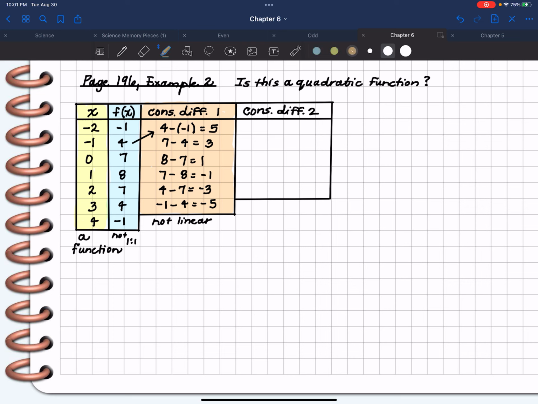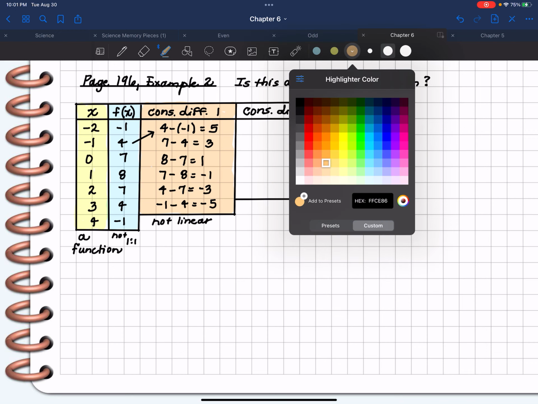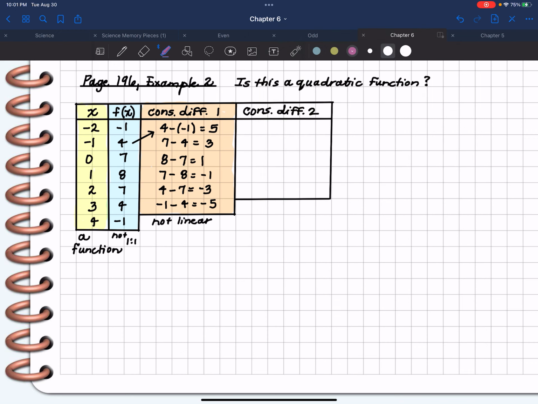So let's take a look then at the second level and see if we can get some commonality at this stage of the game. If it's a quadratic function, it must be common at this level. If it's not common at this level, we're going to say no, it's not quadratic.